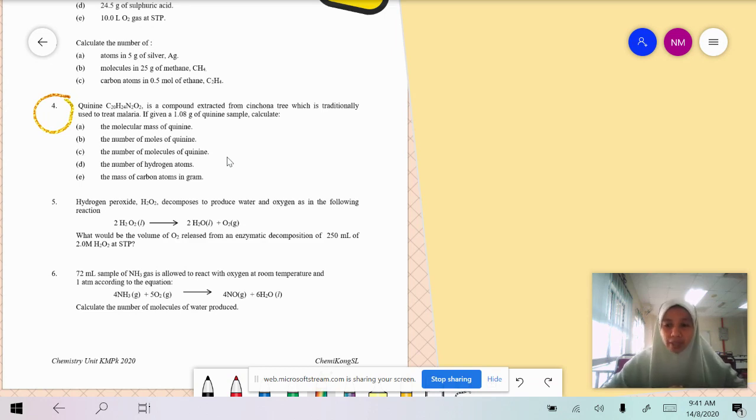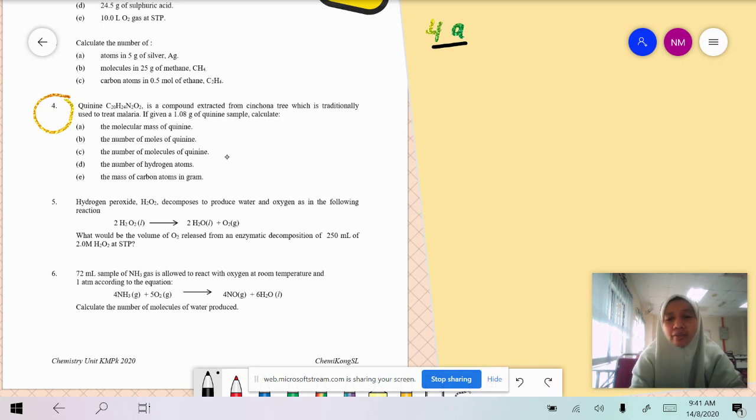Okay, molecular mass. What do you do? As usual, 4A. Oh, sorry. The ink is so fancy. I think I better change it to black.